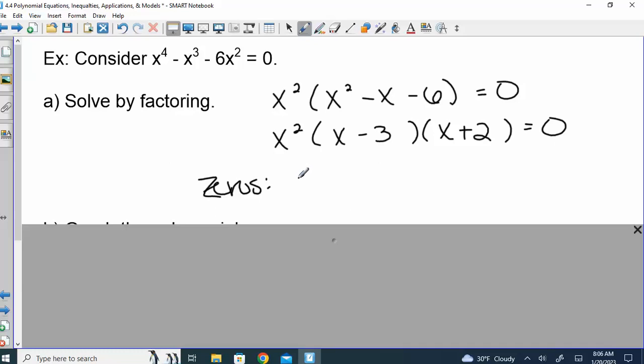-2 and 3, and 0. A plain x is always just 0, since it's squared, multiplicity of 2. You set x minus 3 equal to 0, you get 3. x plus 2 gives us -2. Again, this was x to the fourth, so we would expect 4 zeros, and we've got 0, 0, 3, and -2.